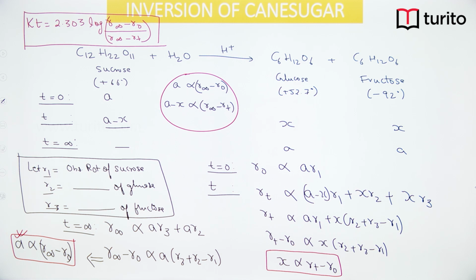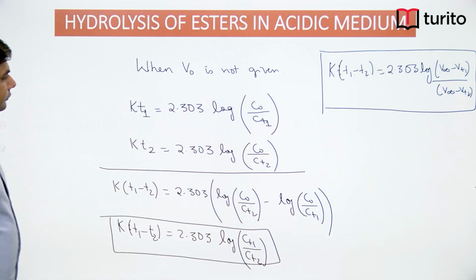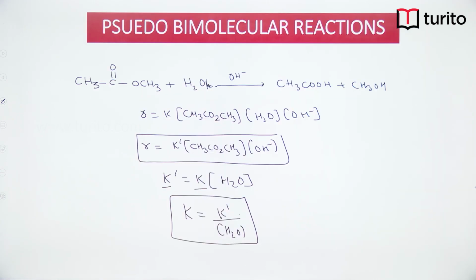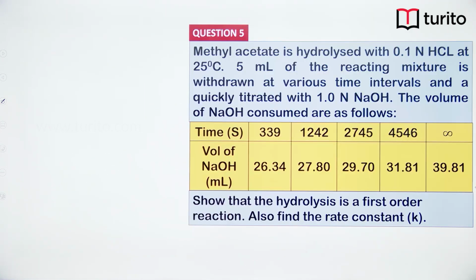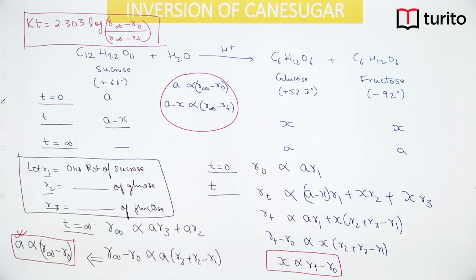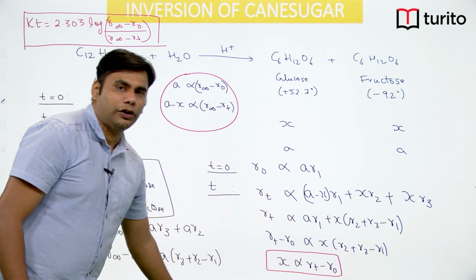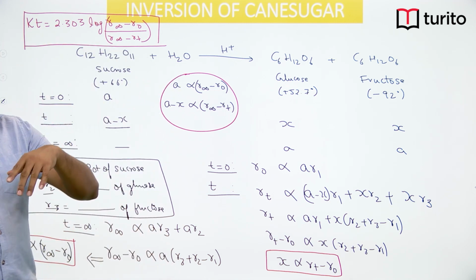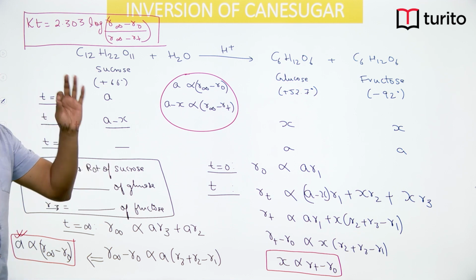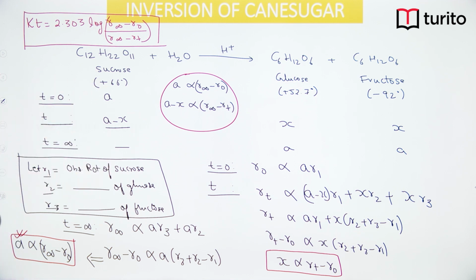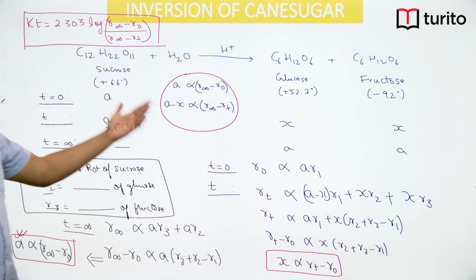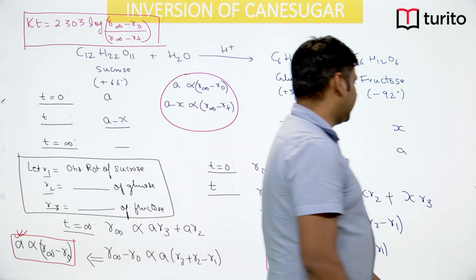If you look at it, basically for ester it was Kt equal to 2.303 log of V infinity minus V naught upon V infinity minus Vt. Here also the expression after log is almost the same, only instead of volume, optical rotation has come. So it is R infinity minus R naught upon R infinity minus Rt.